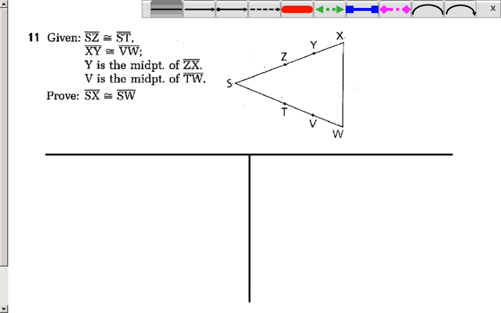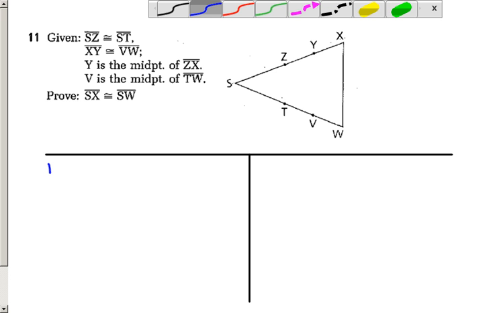So I'm going to make my two columns. Because the given's already there, I'm not going to rewrite it all. I'm just going to use quotations to represent all of this information right here. So what I am going to do is mark it in the picture, and that is SZ is congruent to ST, XY is congruent to VW, and then Y is the midpoint of ZX and V is the midpoint of TW.